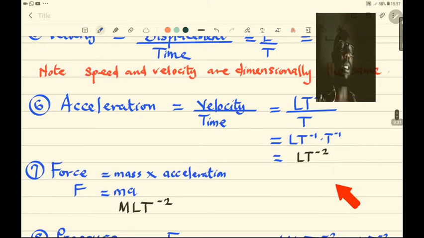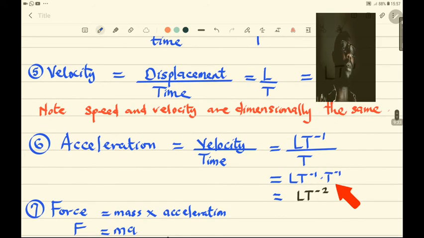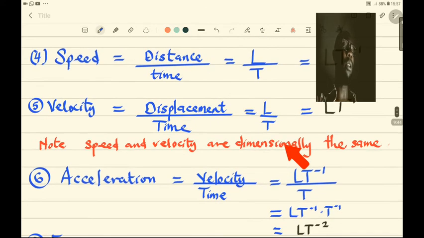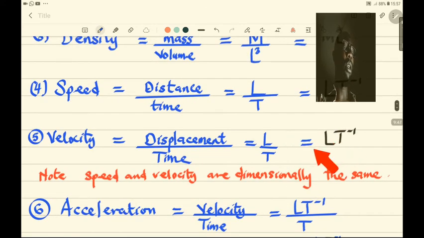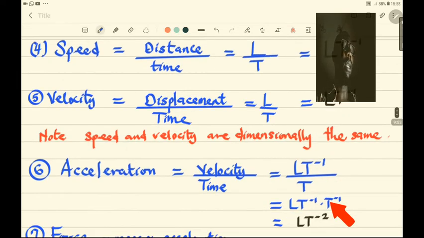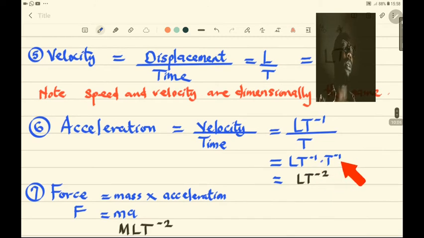I hope that is taken and very clear. Let me quickly re-explain that. The acceleration formula is velocity over time. Velocity is LT minus 1, which we calculated up here, so you don't need to derive it, you can just bring it from there and put it in the position of velocity, and time is capital T. On going up, T has 1 raised to the power of 1, so now when it goes up, it will become minus 1. So you now have your LT minus 1 minus 1, that will be LT raised to the power of minus 2.